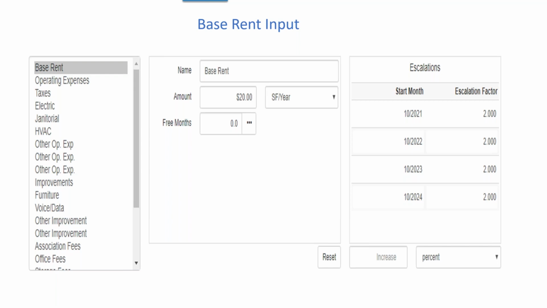Haven't tried that. Rents never go down, right? Jeff, they only go up. Except during COVID. Yeah, we haven't seen them go down in a long time. Well, we saw some renegotiations during COVID.